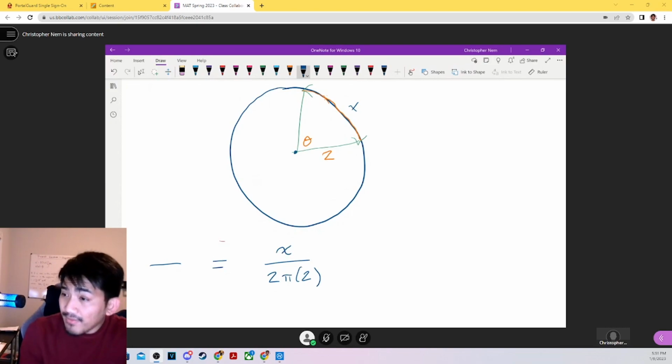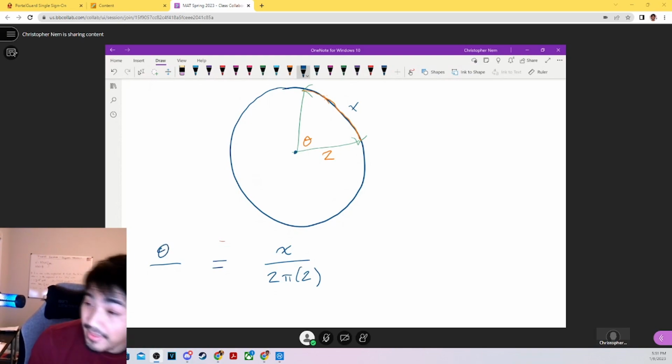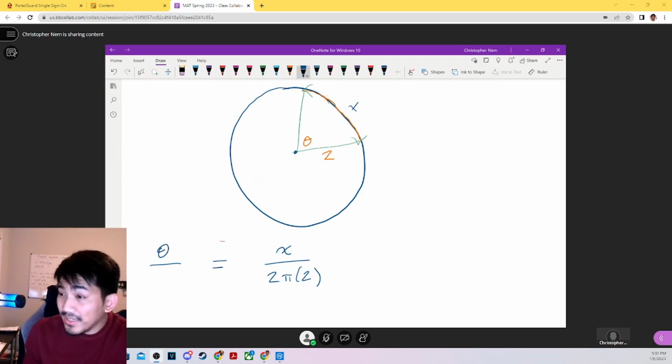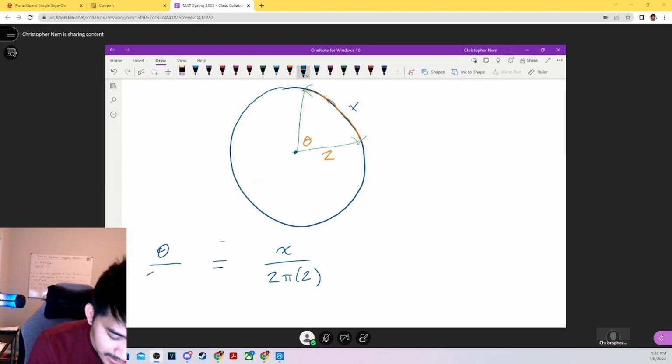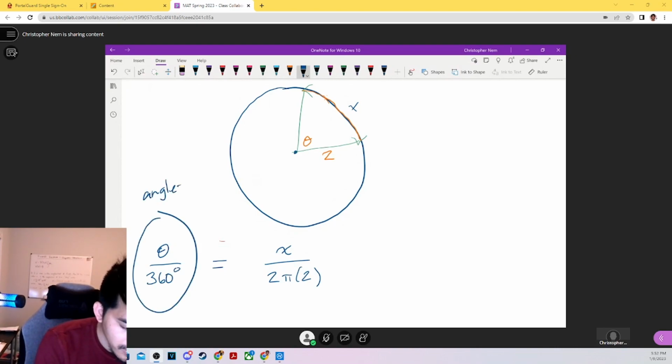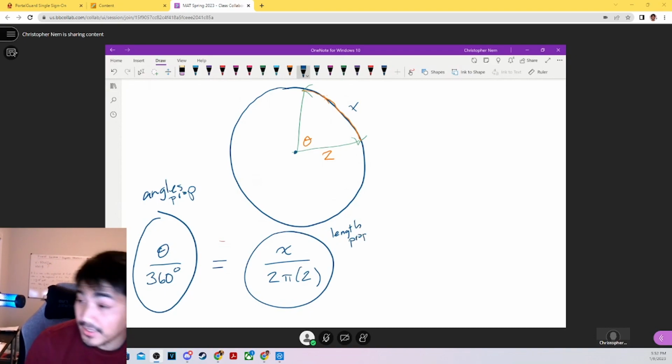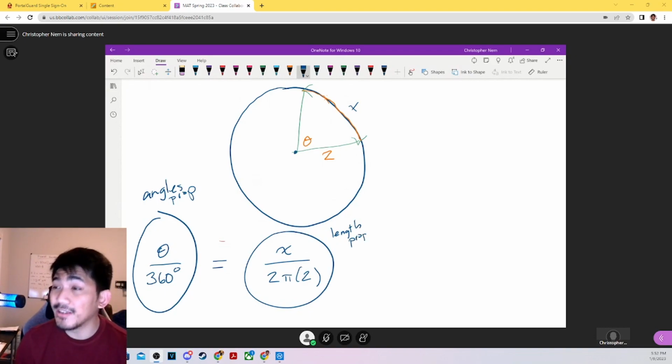Now, we have an angle measurement we can also relate to. I have some theta, and this is all going to be over the degrees of whatever my circle is. If you want your answer to be in radians, you put 2 pi, because that's the radius 1 circle. If you want your answer in degrees, you use 360 degrees, because that's the degree of your entire circle. This is your angle proportion, and this is your length proportion, where the denominator denotes the entire circle and the numerator denotes your portion.